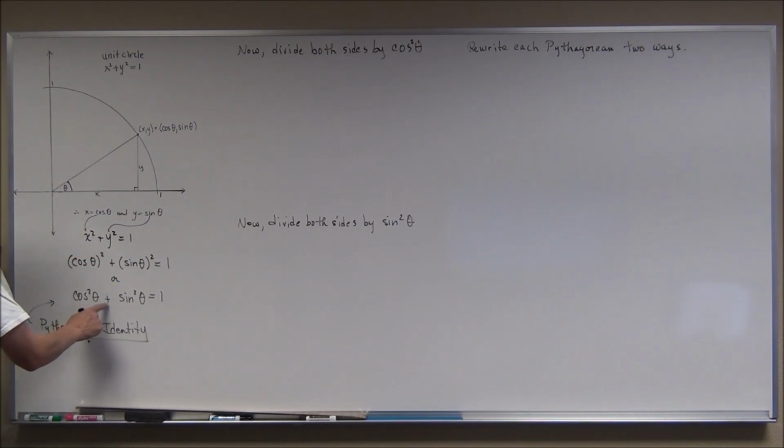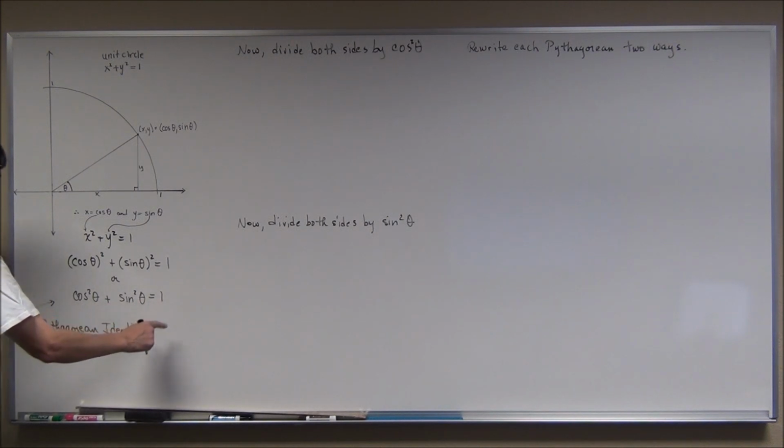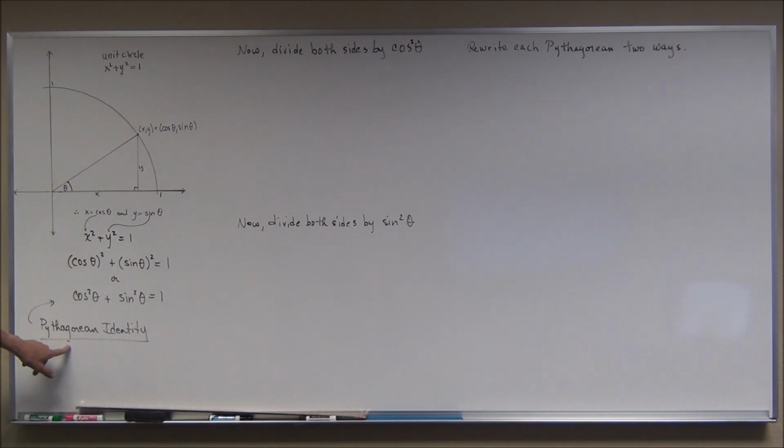So I get cosine squared theta plus sine squared theta equals 1, and that is the most important out of the ones that I'm going to talk about here, because it's the most common. This is a Pythagorean identity. No matter what angle you put in here, now you'd have to put the same angle. You could put like 30 degrees in if you wanted to.